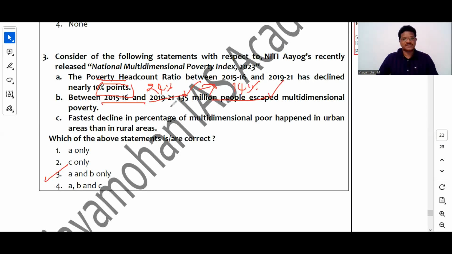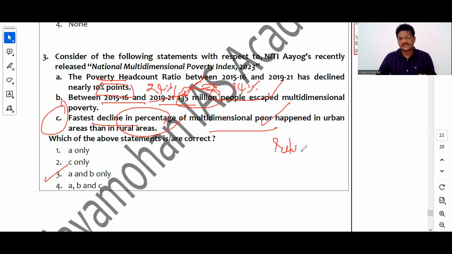And between 15-16 and 19-21 lo indake cheptunnatlu nearly 13.5 crore people or 135 million people escaped multidimensional poverty. Whereas third statement, the fastest decline in percentage of multidimensional poor happened in rural areas, not in urban areas. So manaki A and B only correct statements, right? Next one.